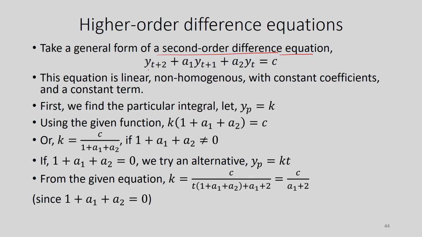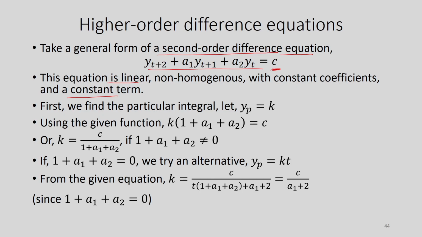So, here is the general form of a second order difference equation with some additional properties. This equation is a linear equation. It is non-homogeneous because you have a non-zero term on the right hand side, and we have constant coefficients, right. a1, a2 are all constants, and on the right hand side I have a constant term c. So, this is the equation which satisfies all these properties, and we want to find out how to solve it.